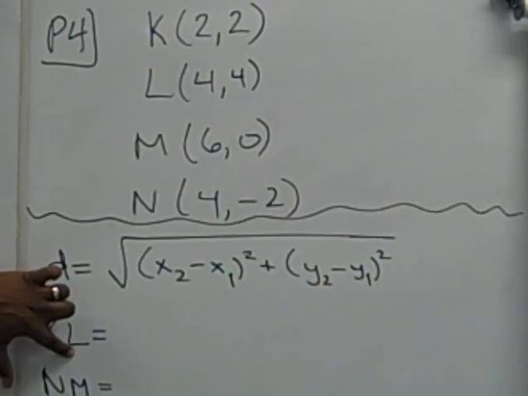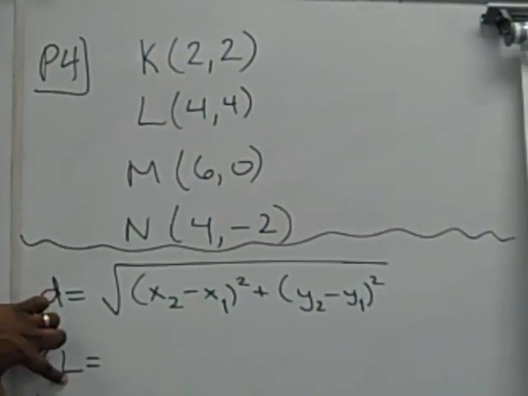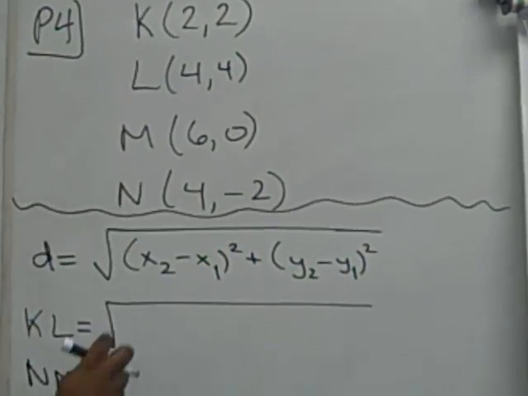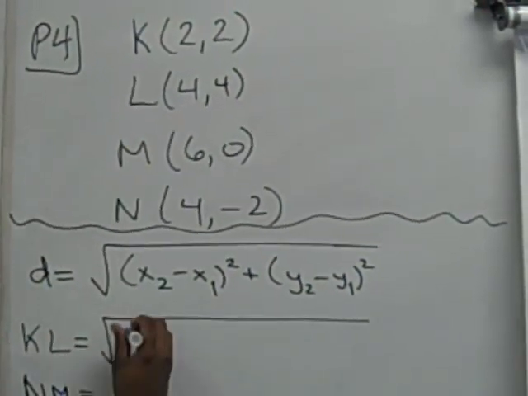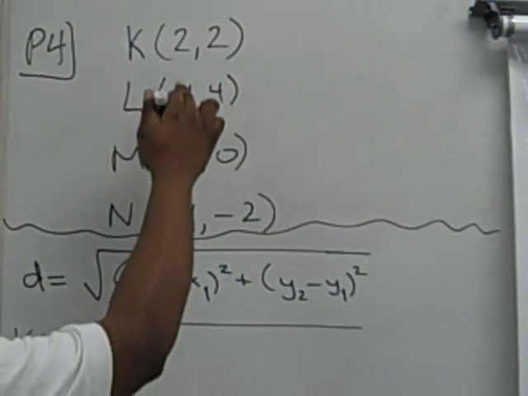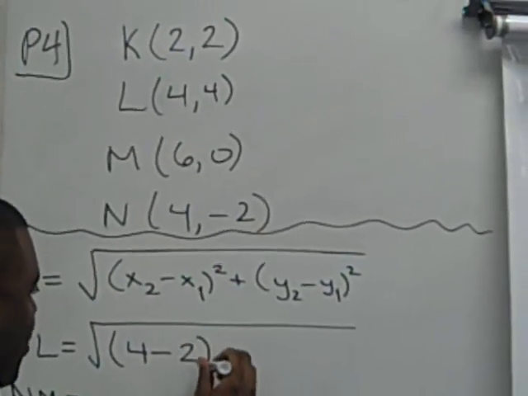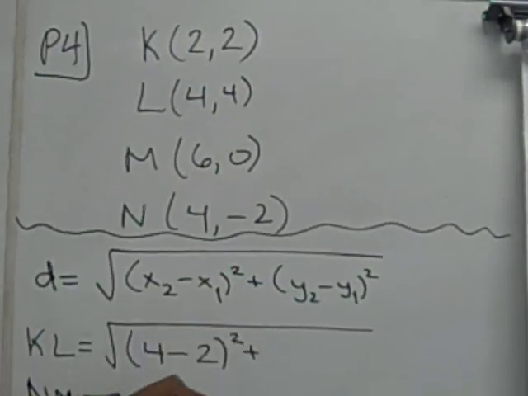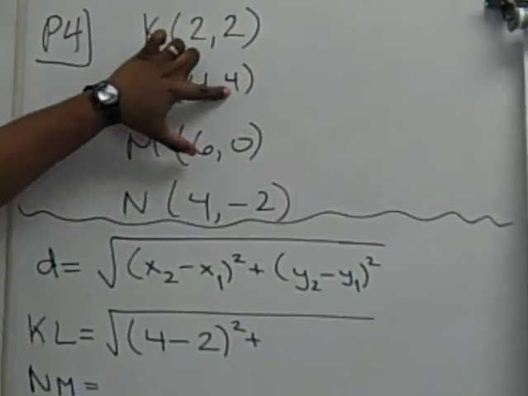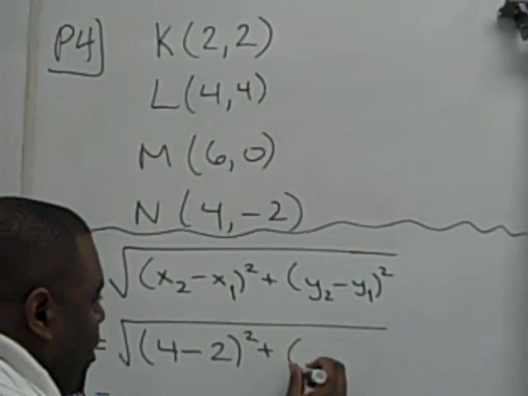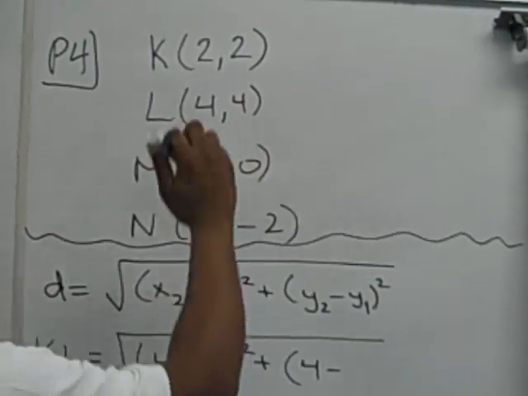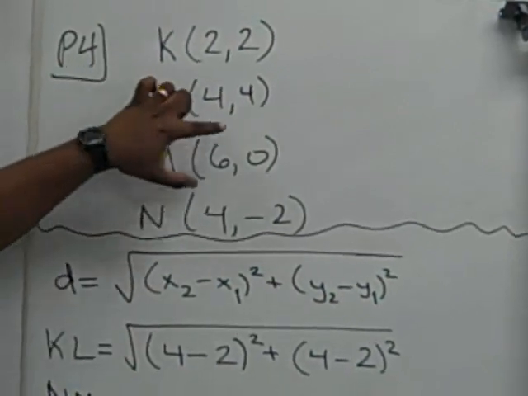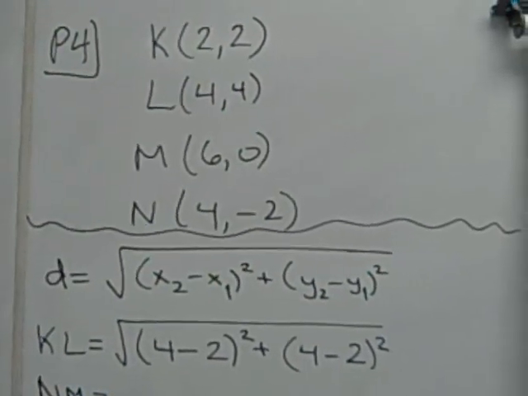Since L is my second letter, I'm going to go ahead and use that as my second x. So let's plug in our formula, plug in our numbers. X2 is 4, x1 is 2. So 4 minus 2 squared. All right, now go to y2. Y2 for L is 4, so 4 minus 2. Same thing. Makes sense though, because it's 4, 4, and 2, 2. So that's kind of what makes sense there.